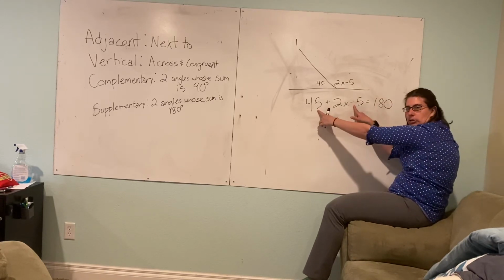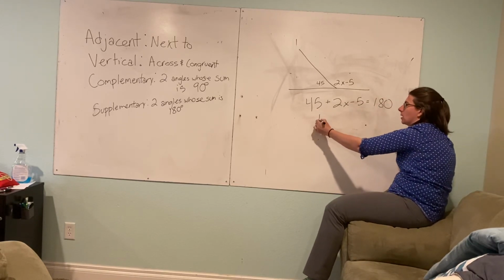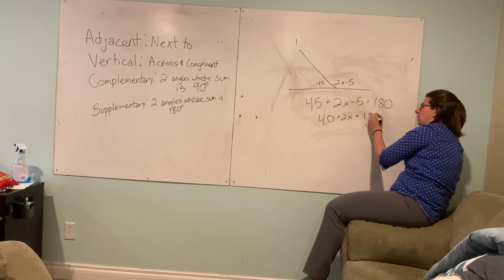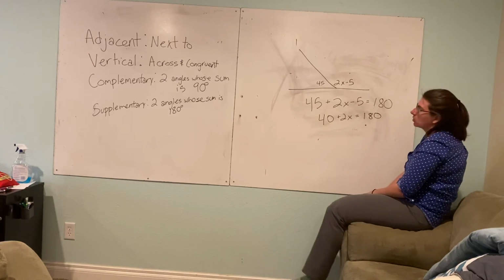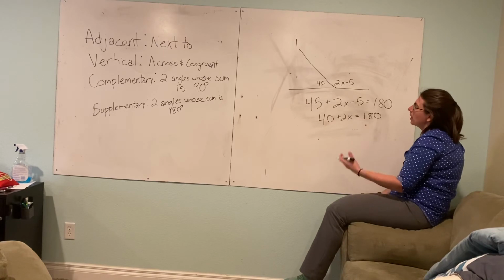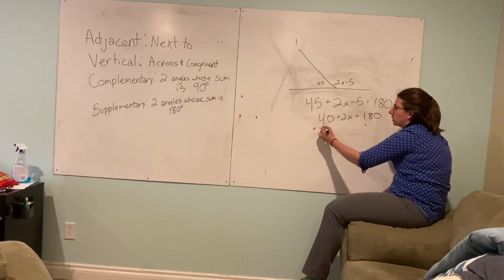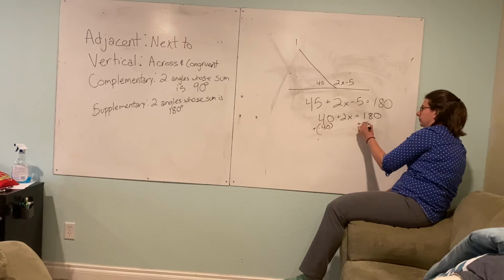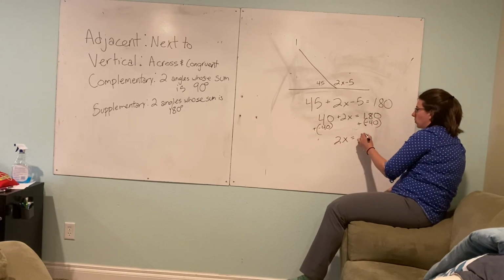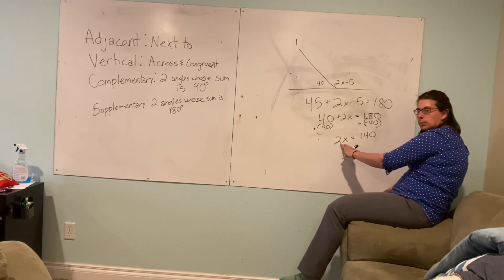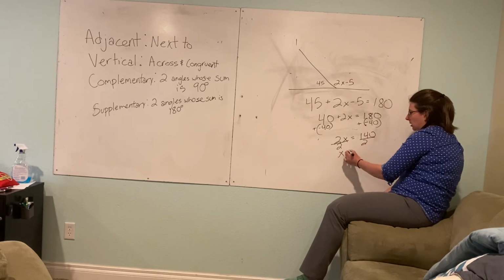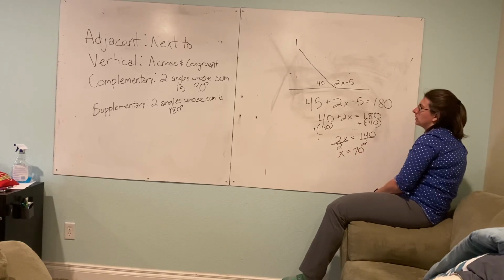We can combine like terms. 45 minus 5 is 40. Now, since we combine like terms, we're going to try to start isolating the variable and getting the x by itself. We have a positive 40. The opposite of a positive 40 would be to add negative 40 to both sides. 2x equals 140. Right here, this means we're multiplying. To undo multiplication, we're going to divide. X equals 70 in this case.